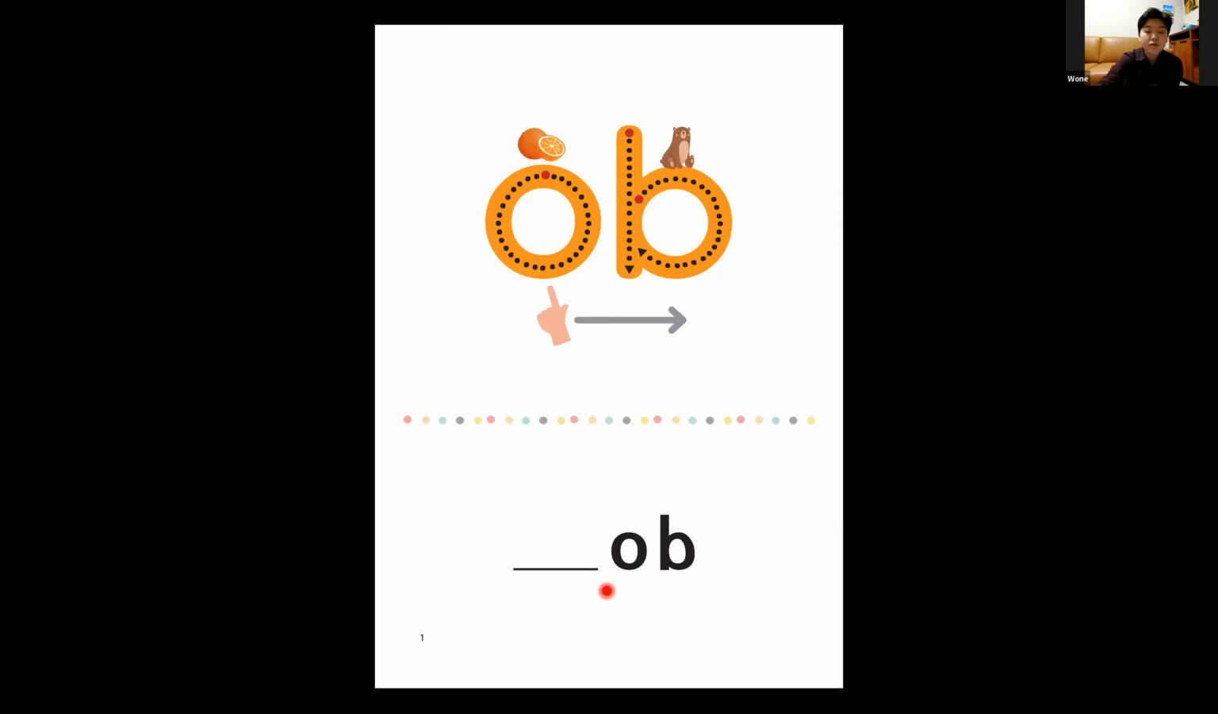So let me give you some random letters so we can sound it out and practice. The letter J. What sound does the letter J make? J. Ob. Put it together. Job.